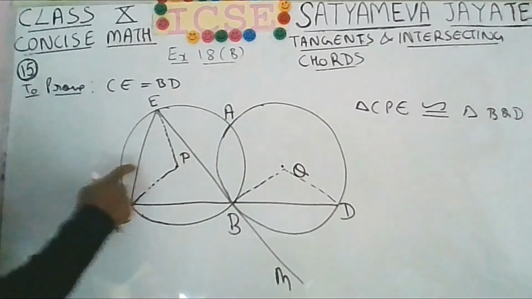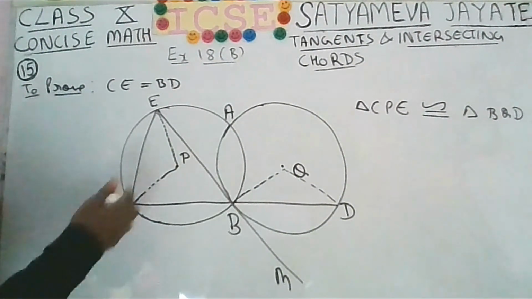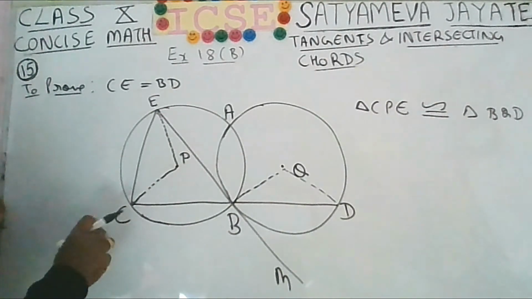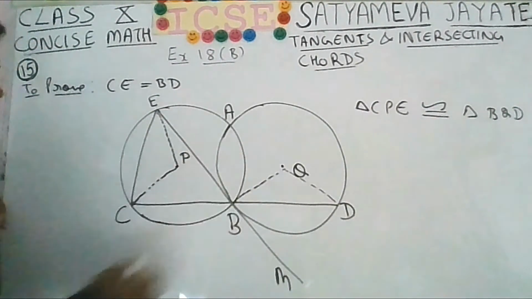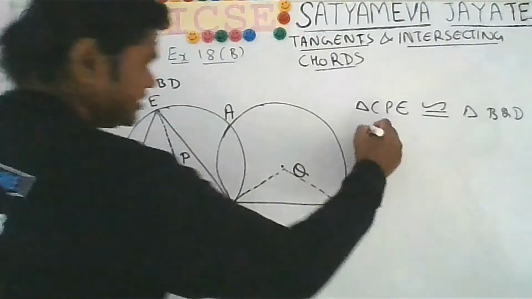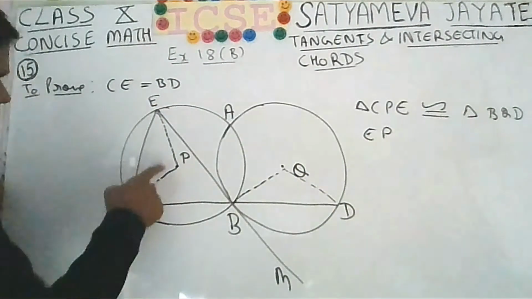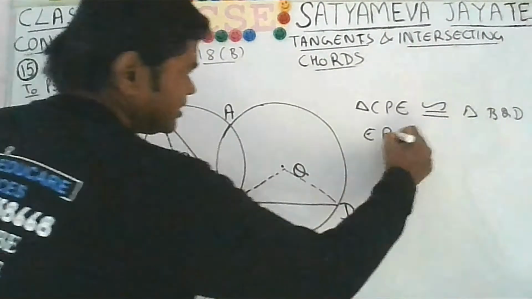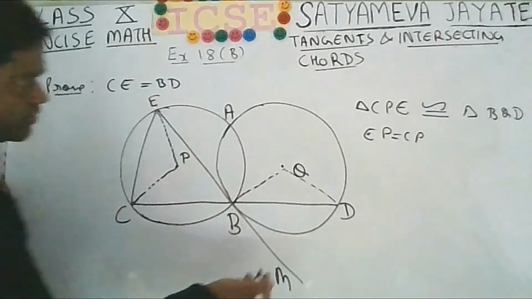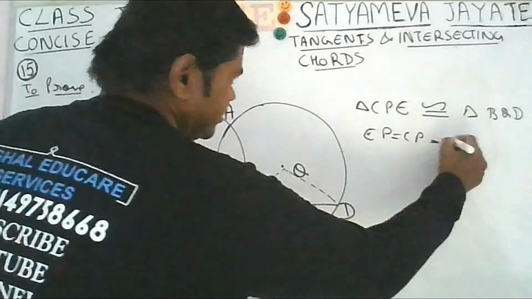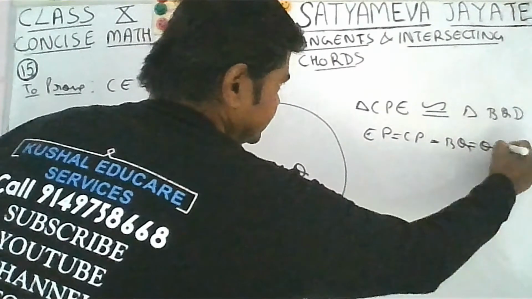Then only CE can be equal to BD, and you can straight away say that EP is equal to BQ because two circles are congruent to each other. So you can say that EP is equal to CP. EP and CP are the radii of the same circle, and because the two circles are congruent to each other, they will be equal to BQ and QD.